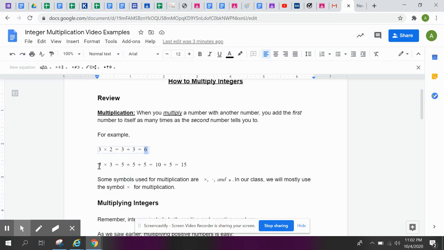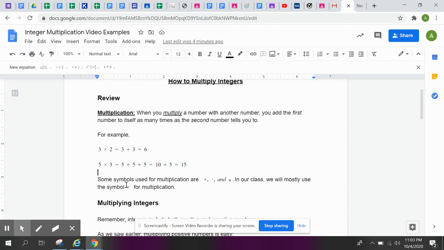Another example is 5 times 3. I take 5 and I add it to itself 1, 2, 3 times. So that's 5 plus 5 plus 5. Now we know that 5 plus 5 equals 10. So 5 plus 5 plus 5 must equal 10 plus 5, which equals 15. Therefore, we see that 5 times 3 equals 15.